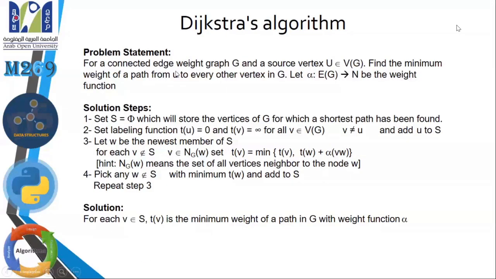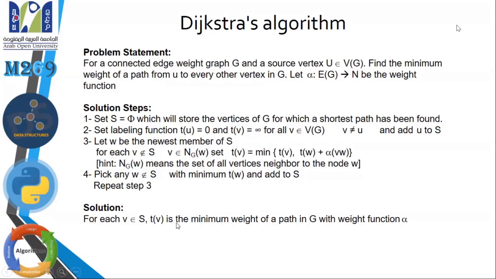For a connected edge-weighted graph G, a source vertex U belongs to V(G), find the minimum weight. You need to find the minimum. Solutions, this is general, I will explain it to you practically. Set S to empty, which will store the vertices of G. Then, this is very important, if you don't know the path, which is your initial case, put them at infinity.